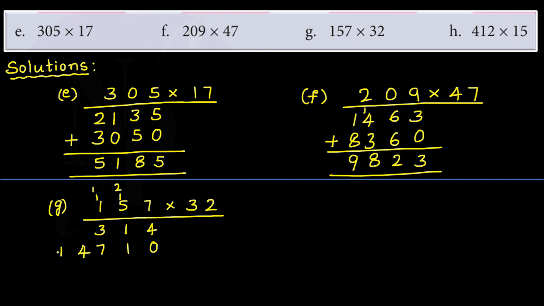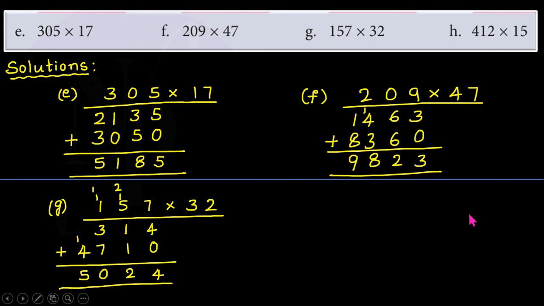Let's add these numbers now. 4 plus 0 is 4. 1 plus 1 is 2. 3 plus 7 is 10. 1 plus 4 is 5. Therefore, 5024 is the product of 157 and 32. Next, let's move to H. 412 into 15. Let's rewrite below and solve.